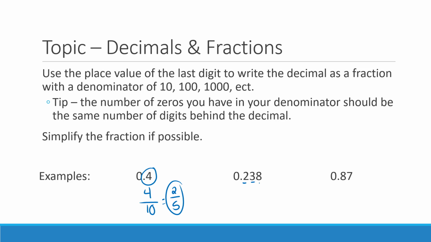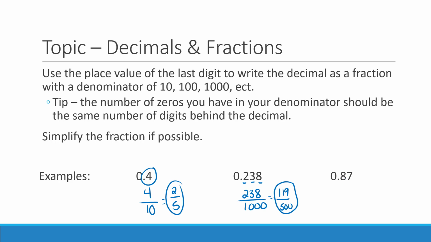Now, this number has 3 numbers behind my decimal, so I know it's going to be 238. So to have 3 zeros means my denominator is going to be 1,000. Now, if I'm simplifying 238 over 1,000 as a simplified fraction, this is going to be 119 over 500. So I could divide both of those by 2.